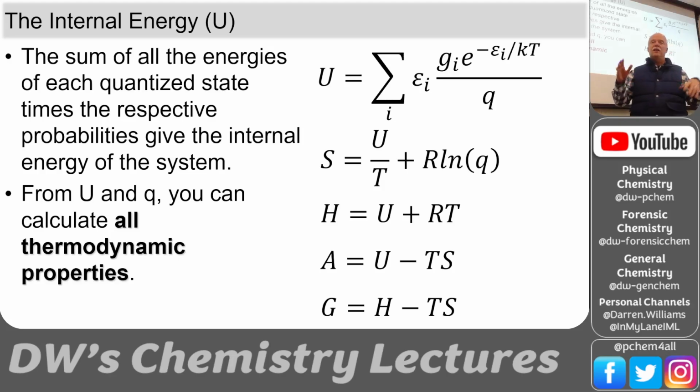Okay, and so the entropy is related to the partition function, and we can see that. Now, once we have the entropy and the internal energy, look at this. We can calculate the enthalpy, the heat of the reaction. So enthalpy is internal energy plus RT. This Helmholtz energy is internal energy minus T times S, and the Gibbs energy is the enthalpy minus T times S. So we have all of those thermodynamic properties if we know the partition function and the internal energy.